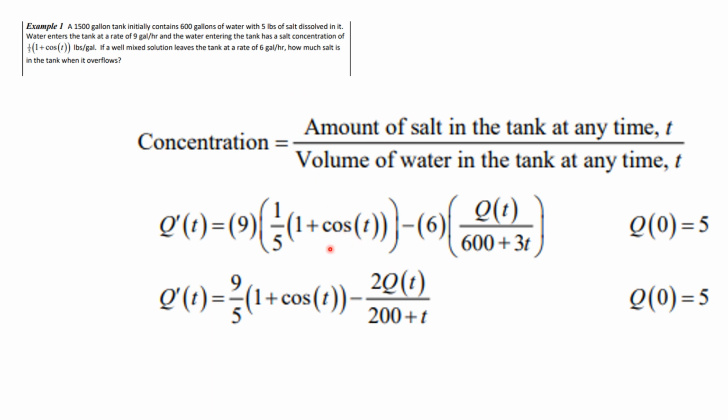And so it is coming in, so input minus output. Now, the concentration of the output is going to be Q of t, however much is in there, and we're assuming it is fully mixed. But then what happens is we're inputting 9 and outputting 6, so every hour we gain 3, and we started with 600. So Q of t is how much salt is in here. We started with 600, but we're gaining 3 gallons every hour from this process. So this is the input minus the output.